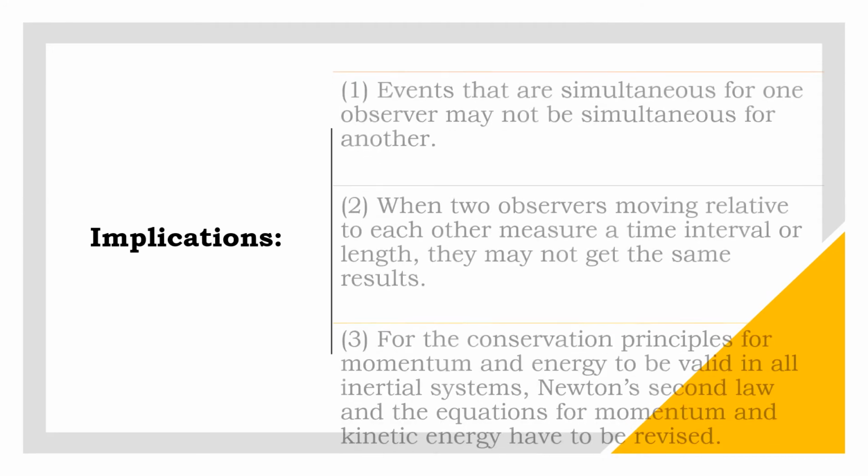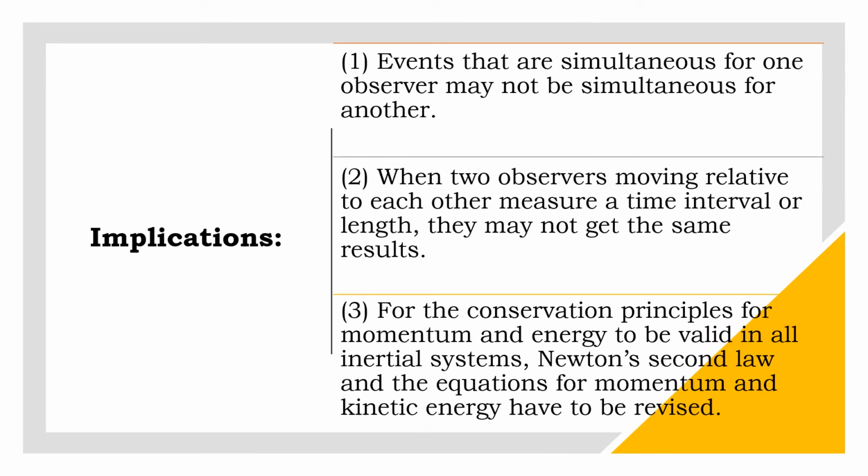Here are the 3 implications. First, events that are simultaneous for one observer may not be simultaneous for another. The second states that when 2 observers moving relative to each other measure a time interval or length, they may not get the same results.